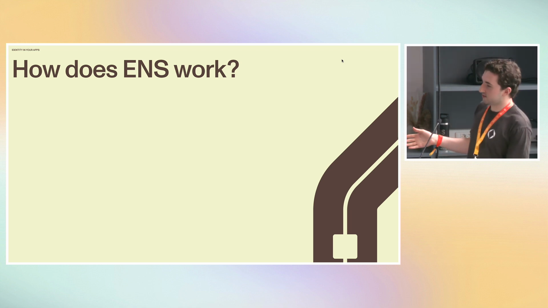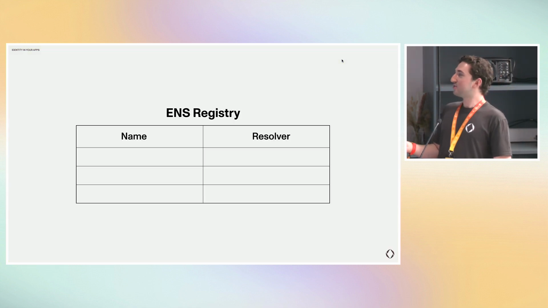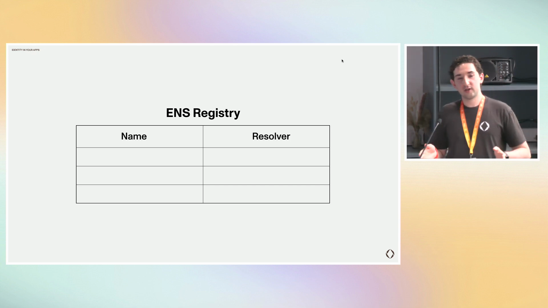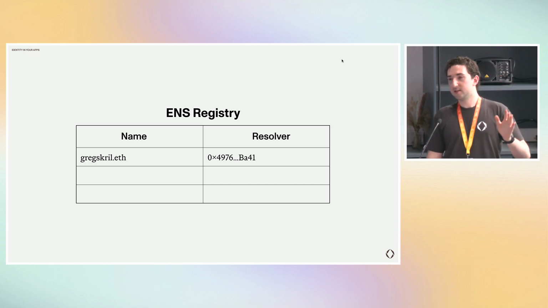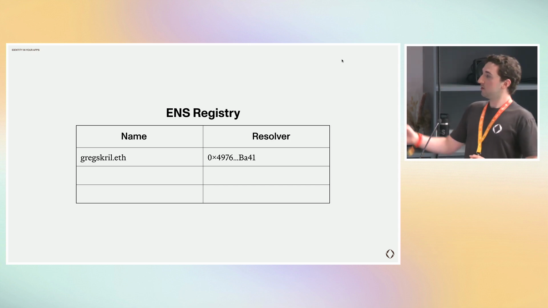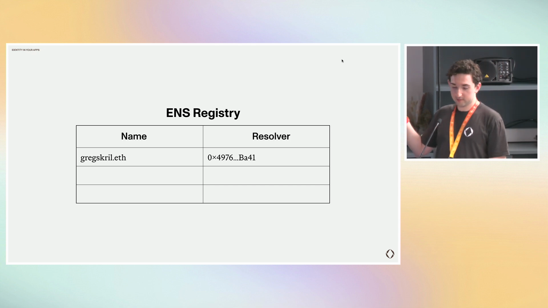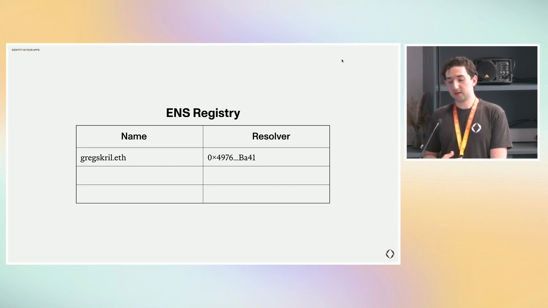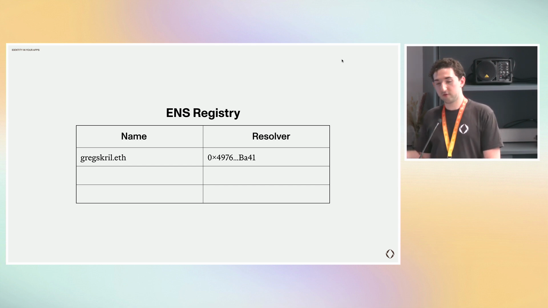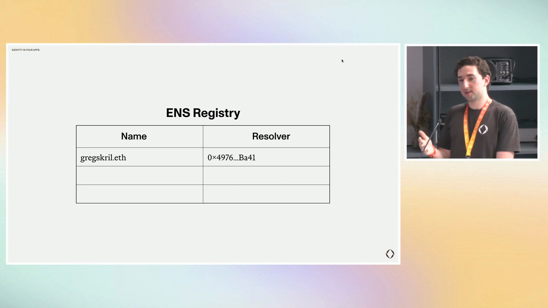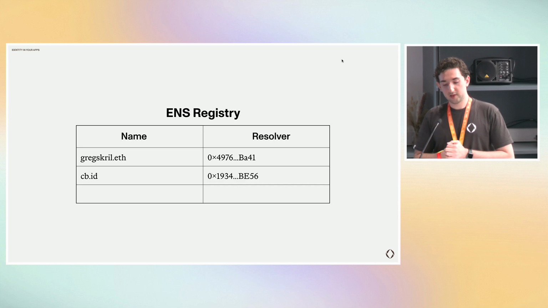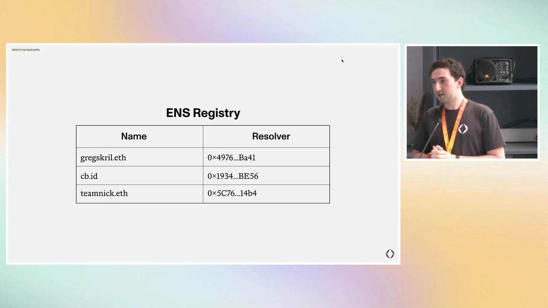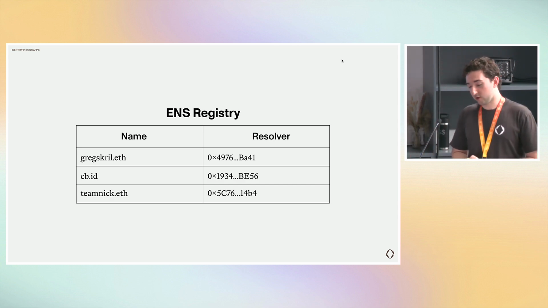So now, how does ENS work? This is the more dense part. So the ENS registry is just a smart contract on Ethereum. And at a very simplified level, it stores names side-by-side with resolvers. So you see here is my name, and my resolver is 0x4976, and so on. This is a smart contract that tells different applications how to resolve my name, how to resolve different data associated with my ENS profile. cb.id here, this is the Coinbase example, and they use their own resolver. And again, teamnick.eth, which has its own resolver as well.